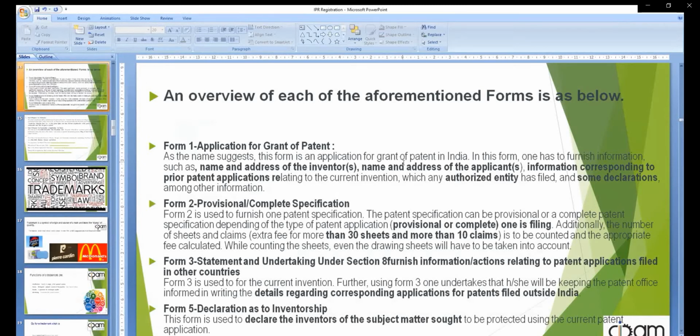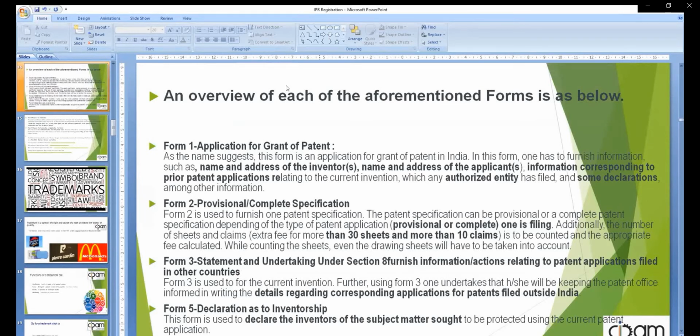The name, address of the inventor, all the other details like applicant address, area of business, information corresponding to prior patenting and authorized entity, some other declarations. Form 2 is having the specifications, and if we are filing the provisional application, then the claims are not there. Form 3 is the statement and undertaking regarding any foreign filing or whether the PCT route is taken or not. And form 5 is the declaration as to inventorship.